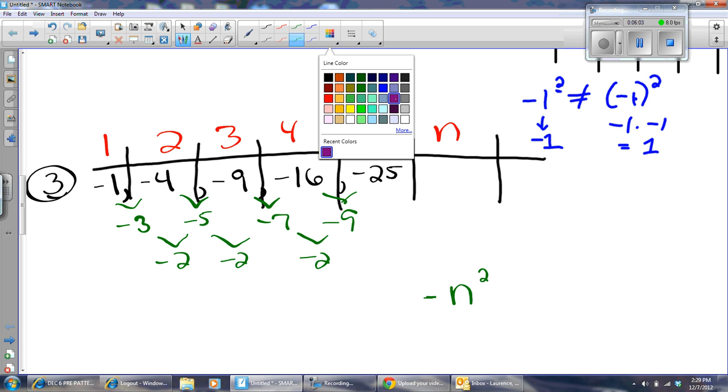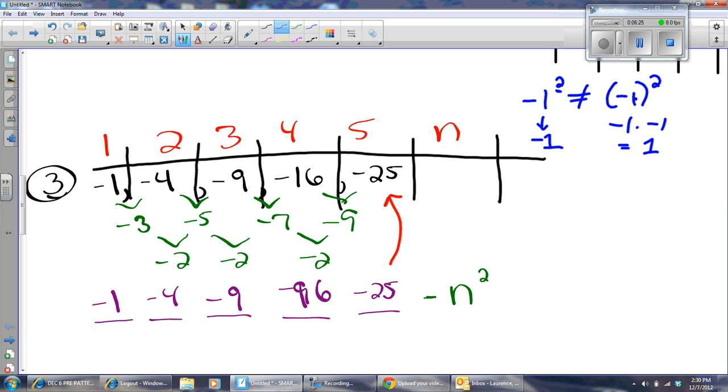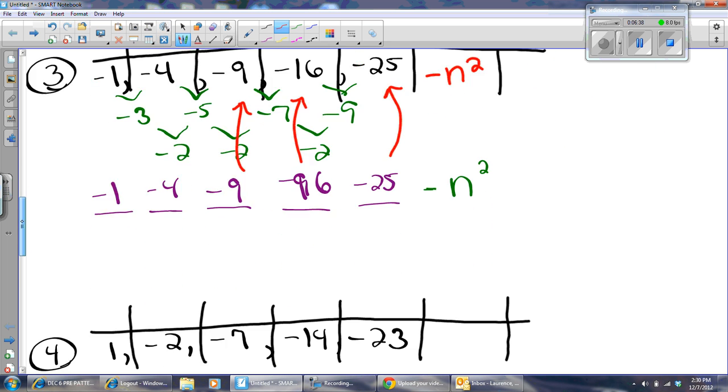All right, let's see here. I'm going to make my comparison line. And I'm going to square 1, but then I'm going to make it negative. I'm going to square 2, but then make it negative. Square 3 and make it negative. Square 4 and make it negative. And I'm going to square 5 and make it negative. Now do you see that they match perfectly? That means my formula, my nth term, is -n squared. So it's different, but it's not really difficult. Just have to keep track of what is going on.